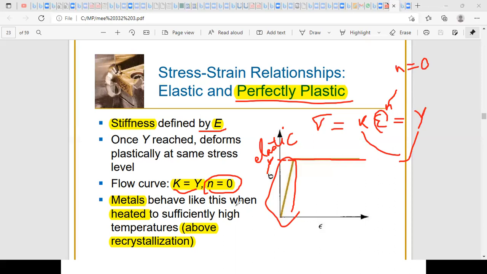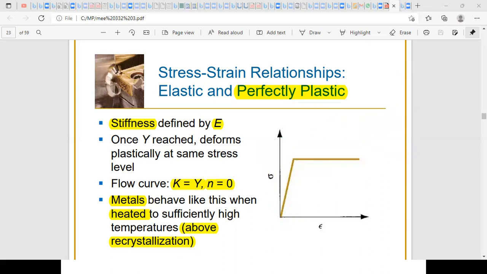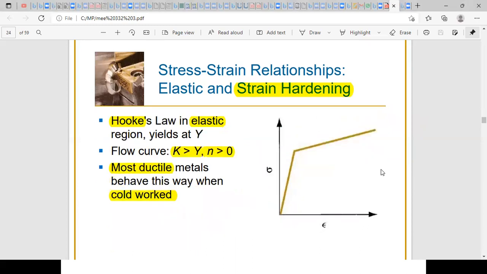We will define in a while what the recrystallization temperature is. If you heat a metal above its recrystallization temperature, it will tend to behave as a perfectly plastic material. While if you deform it at normal temperatures, at ambient temperatures, it will behave as we have seen before. You have an elastic and a strain hardening zone, and then a necking point. So this is the second mode of behavior.